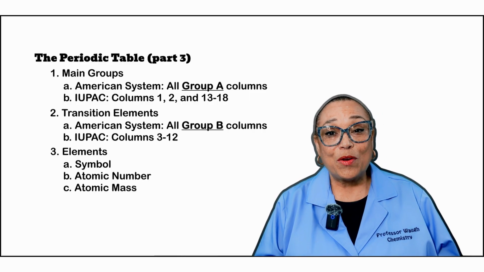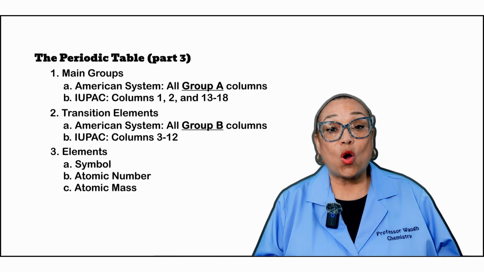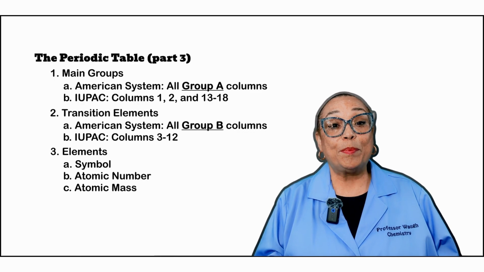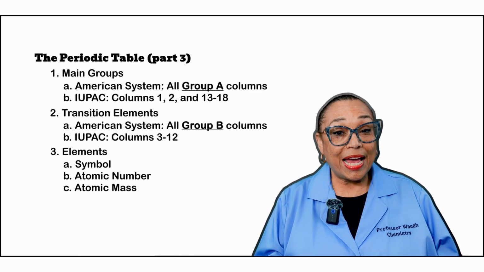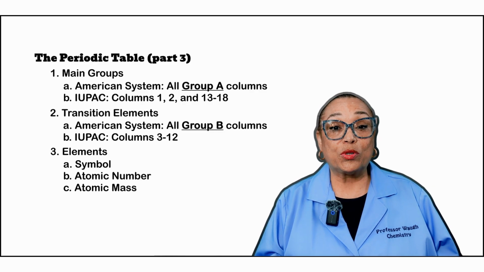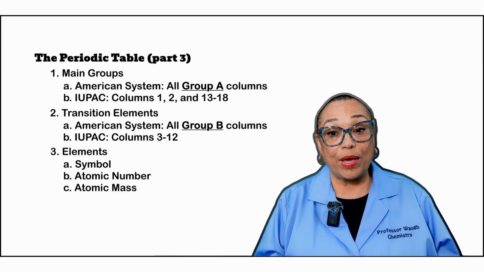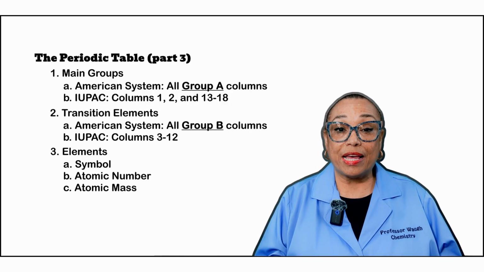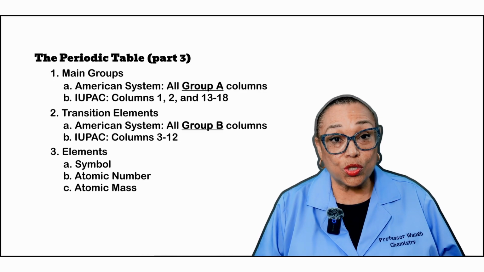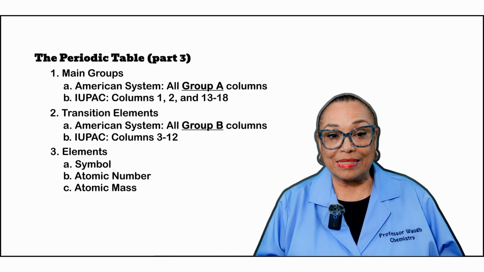To recap, for the American system, the main group elements are the A elements and the transition elements are the B elements. For the IUPAC numbering system, the main group elements are numbered 1 and 2, and then 13 through 18. The transition elements are numbered 3 through 12. Make sure to include the lanthanide and actinide series.